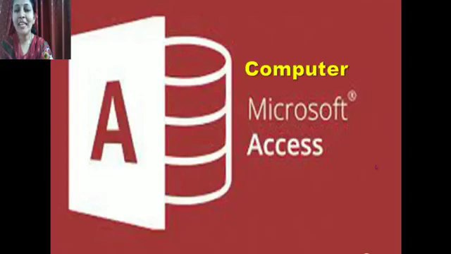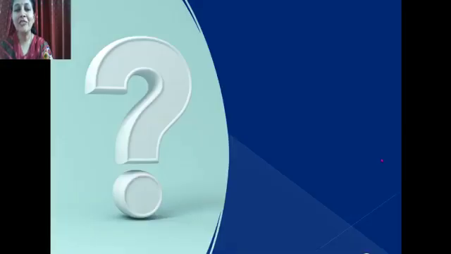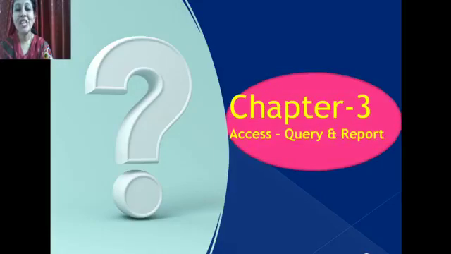Now in today's class, I am going to start with a new topic which is called queries. That is chapter number 3, Query and Report. As you know, MS Access has different objects like tables, forms, reports and queries. Today we are going to understand what queries are.